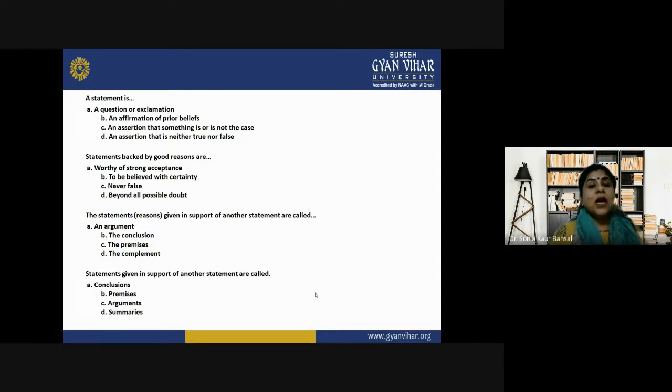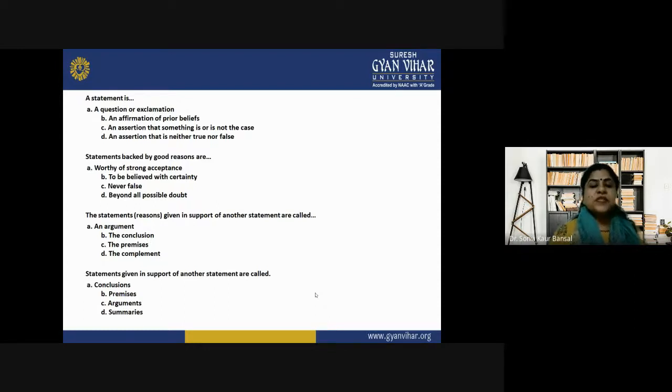A statement is a question or exclamation, an affirmation of prior beliefs, an assertion that something is or is not the case, an assertion that is neither true nor false. So the statement is an affirmation of prior beliefs. Statements backed by good reasons are worthy of strong acceptance, to be believed with certainty, never false, beyond all possible doubt. So worthy of strong acceptance is definitely backed by good reasons. Then reasons given in support of another statement are called an argument, the conclusion, the premises, or the complement.